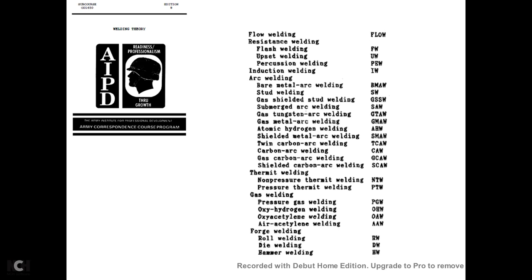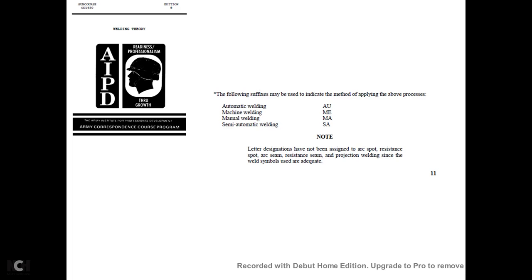welding, SCAW; thermit welding, non-pressure thermit welding, pressure thermit welding, NTW, PTW; gas welding, pressure gas welding, oxygen hydrogen welding, oxyacetylene welding, air acetylene welding, PGW, OHW, OAW, AAW; forge welding, roll welding, die welding, and hammer welding, RW, DW, and HW. The following letters may be used to indicate the method of applying the process: automatic welding, AU; machine welding, ME; manual welding, MA; semi-automatic, SA.